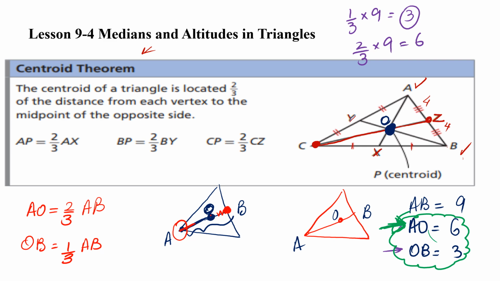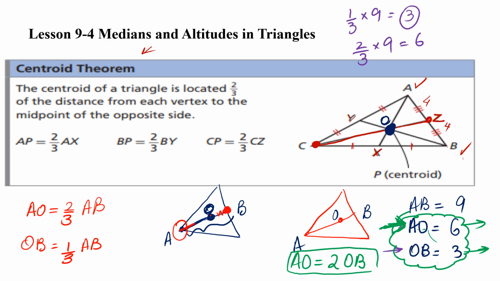What is the relationship between the line AO and OB? So you can see that OB is 3 and AO is 6. So it means AO is double the OB. So you can say AO is double, that is 2 times OB. So this is another relationship.